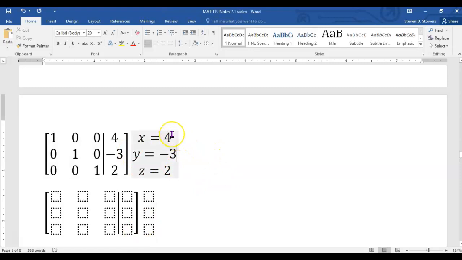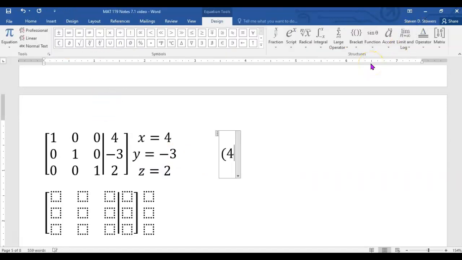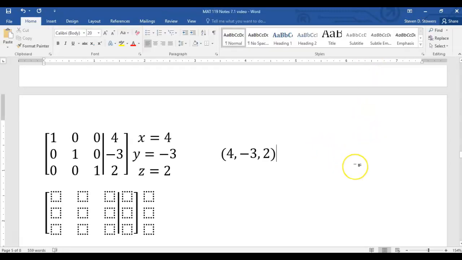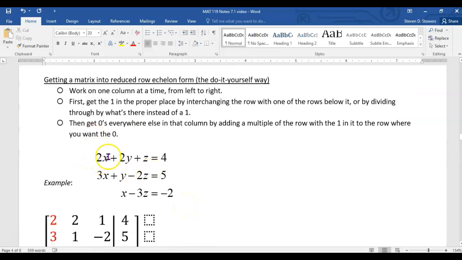x, y, and z have to be 4, -3, and 2 in that order. So if you want to write that as an ordered triple, it would just be (4, -3, 2). So if you go back to the equations that we started with and plug in 4 for x and -3 for y and 2 for z, you should find that all 3 equations are true. That is the solution to the system. That's what x and y and z have to be for all the equations to be true at the same time.